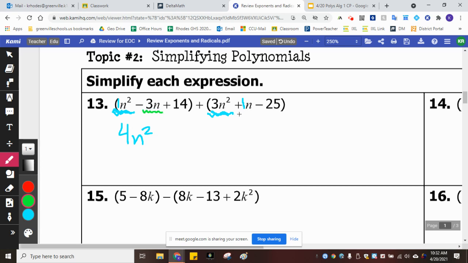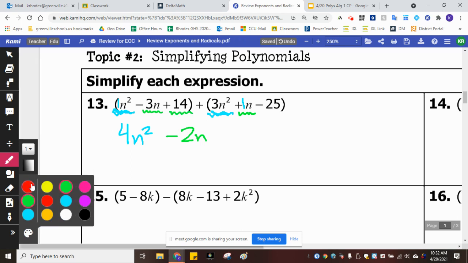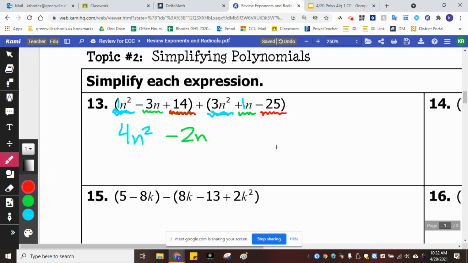N, negative 3n, positive 1n, negative 2n. And then the constant, 14 plus negative 25.